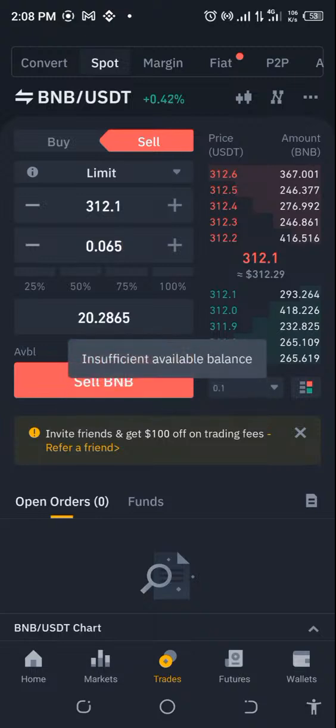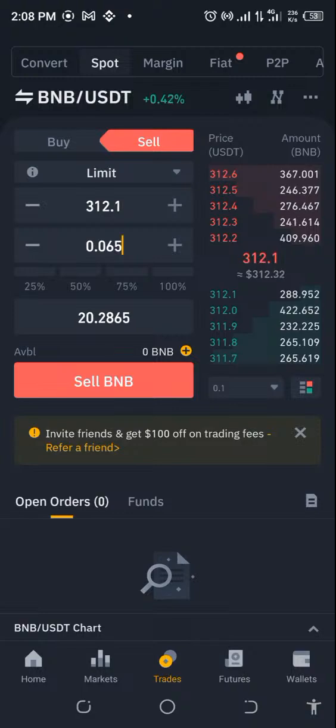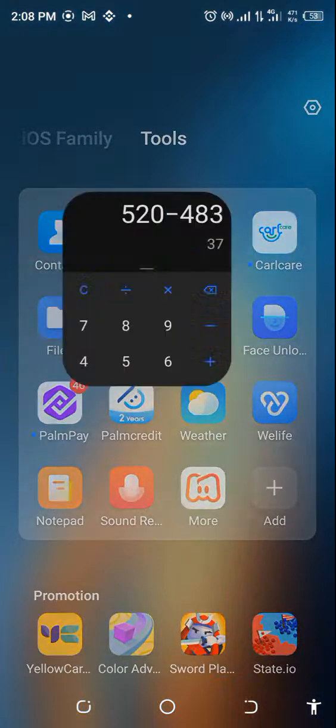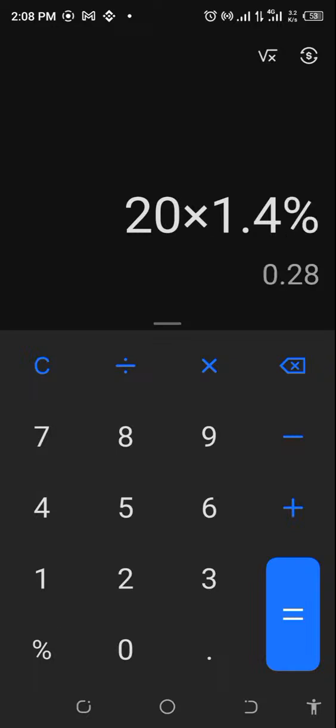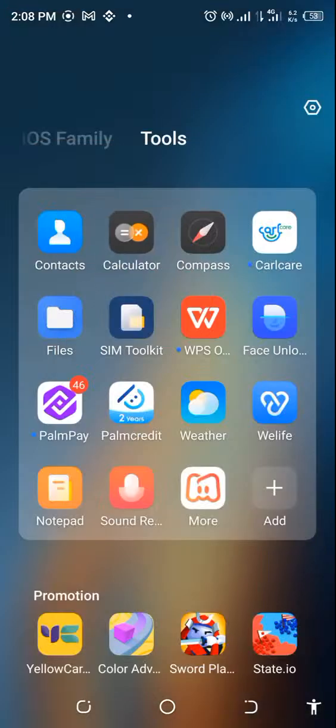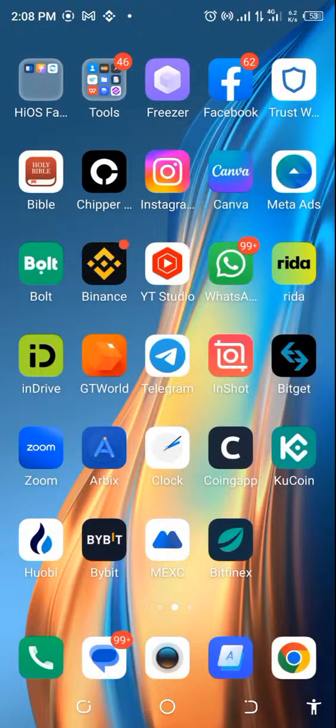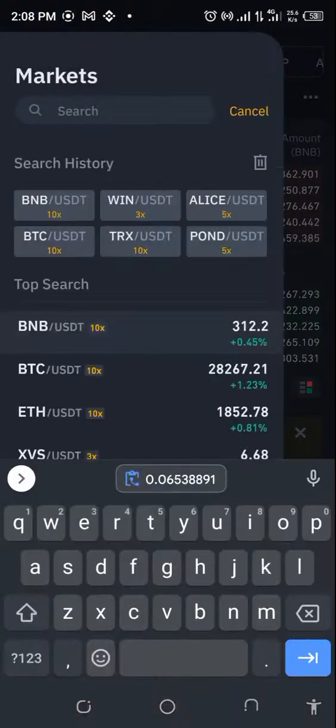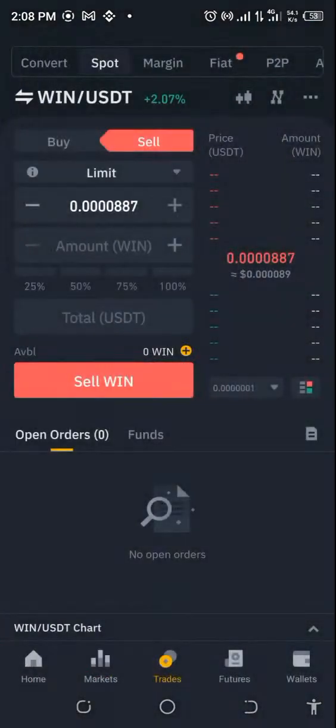So we have 20.28. So that's about 1.4%. Is that 1.4%? Something in that range. Let me be sure. Yeah, that's 1.4%. I was thinking of going, let me do it with my calculator just to be on the safe side. So that's 20 times 1.4%. Okay, yeah. So let's go ahead and try this out. I'm going to do a little bit more elaborate simulation and see what we will get. So let's go back and see how we will do this.